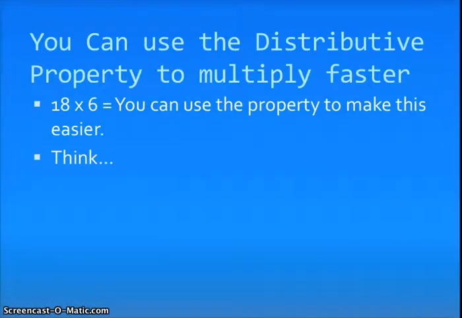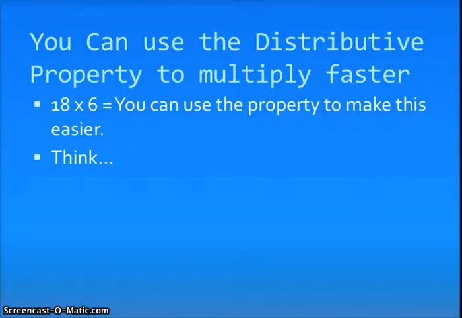You can use the distributive property to multiply faster. So 18 times 6, what can you do to make this easier? So I'd like you to think using what we already know a little bit about the distributive property. Why don't you pause the video right now and take a look and think, write down and jot a few notes.